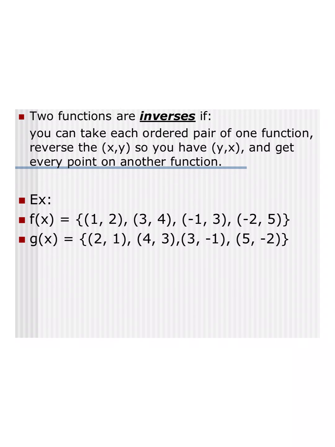So let's make this a little bit more formal. What it means to be inverse is that the domain of my function f is the range of my function g, and the range of my function f is the domain of my function g. So the domain and range of one function are flipped to be the range and domain of the second function.